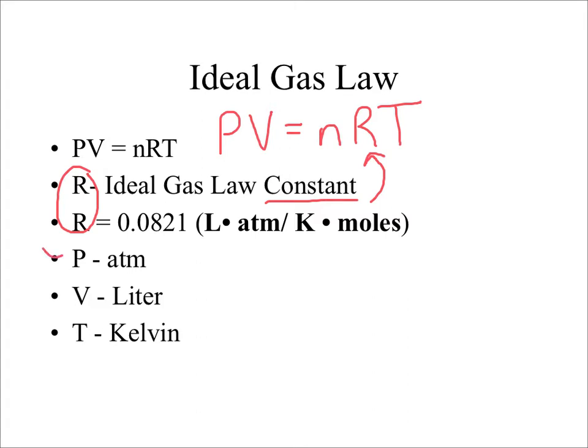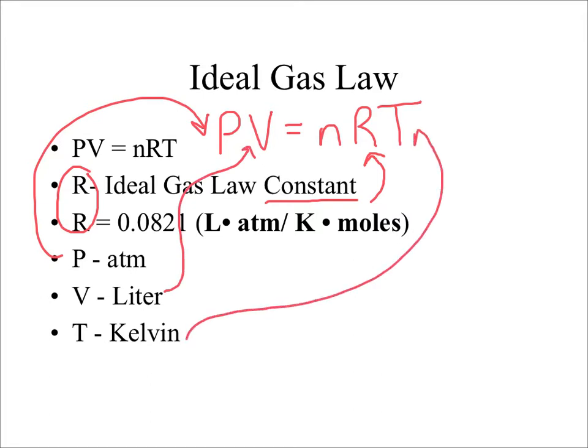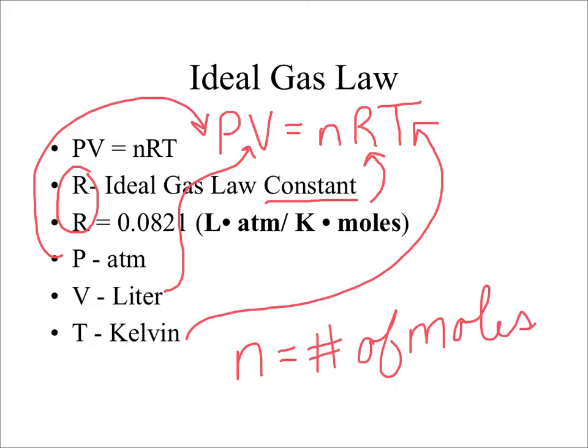Pressure is P. It has to be in atmospheres to use that constant. Volume has to be measured in liters. And then T is temperature, which has to be in Kelvin. That leaves us with just n, and n refers to the number of moles of gas. How much do we have? So there's all your pieces. PV equals nRT. Pressure times volume equals moles times a constant times temperature.